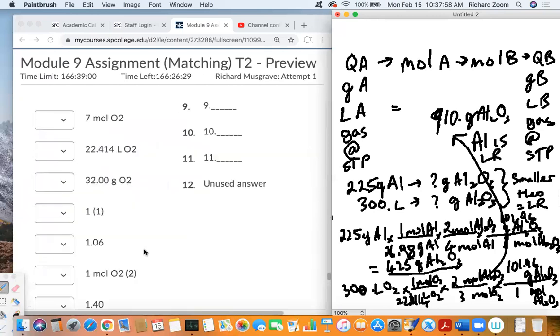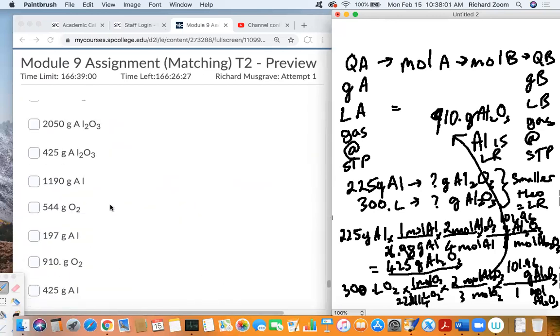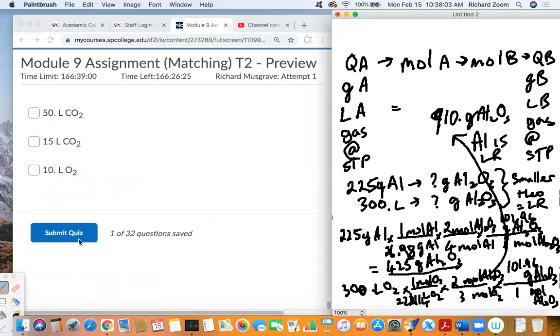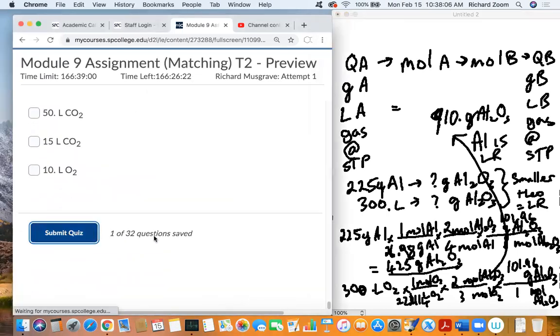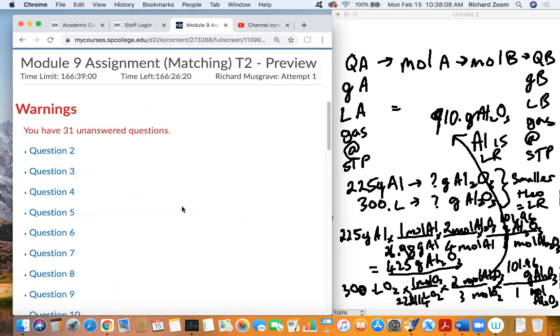All right, so you'll see that again. I do have these kinds of problems in the soft chalk. I'll show you where they are if you want to take a look at them.